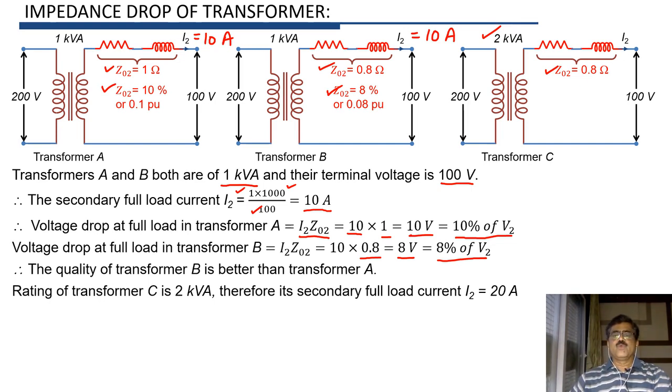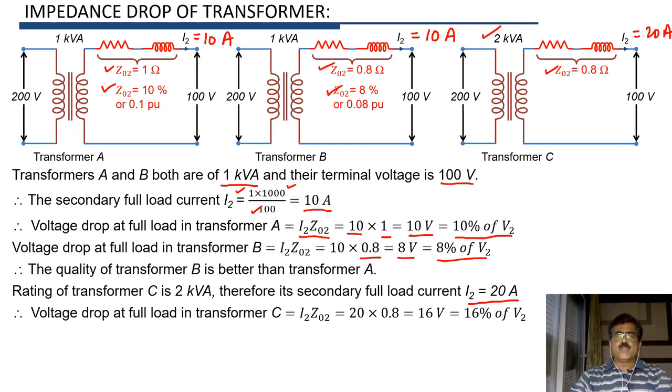So secondary full load current I2, obviously it will be 20 ampere. So in transformer C, I2 is equal to 20 ampere, and when this 20 ampere current flows through Z02, the voltage drop that will occur in transformer C will be 20 into 0.8, that is 16 volt, which is nothing but 16% of V2.